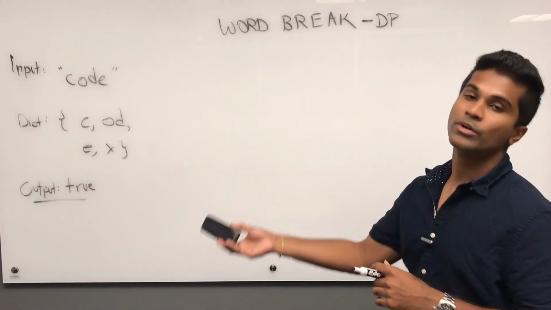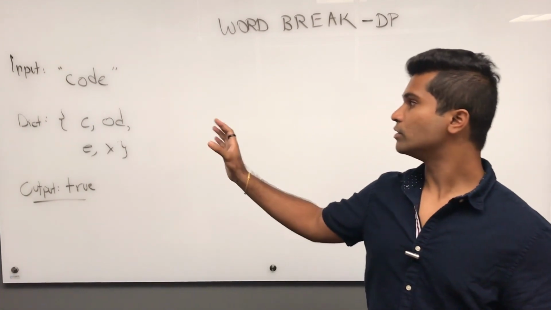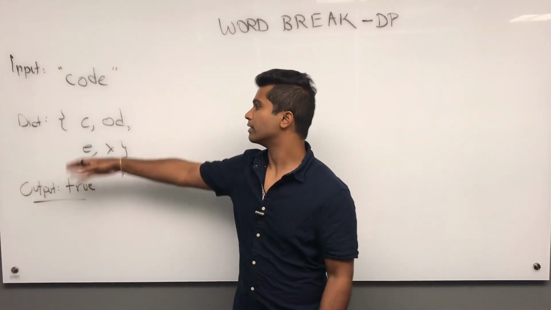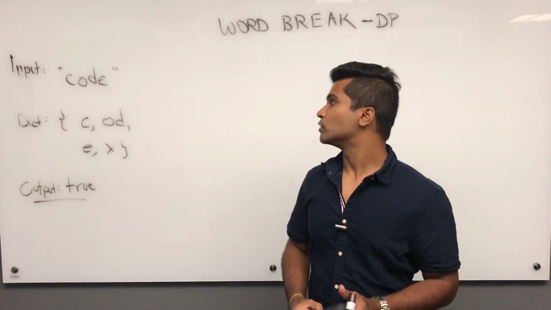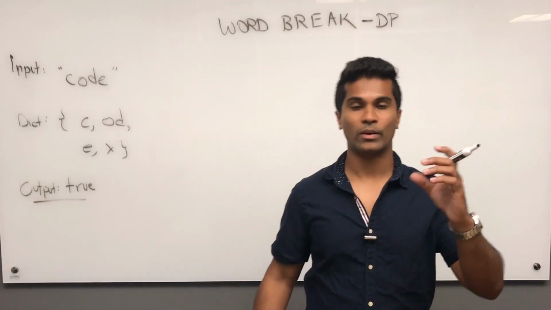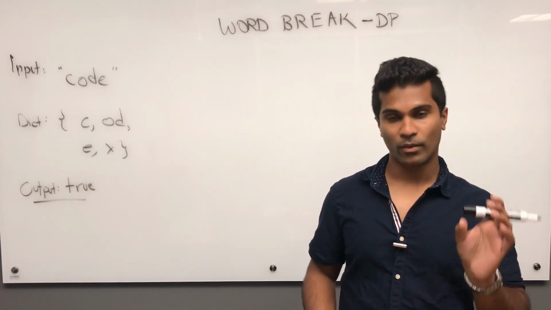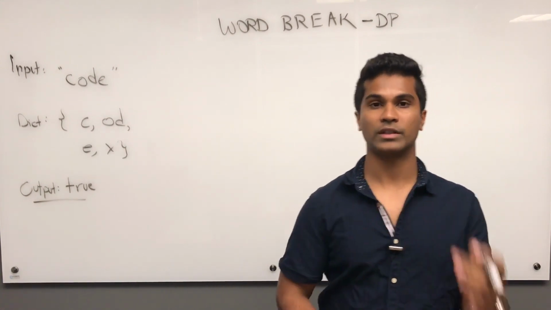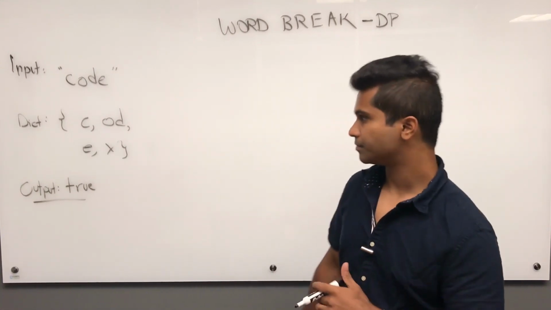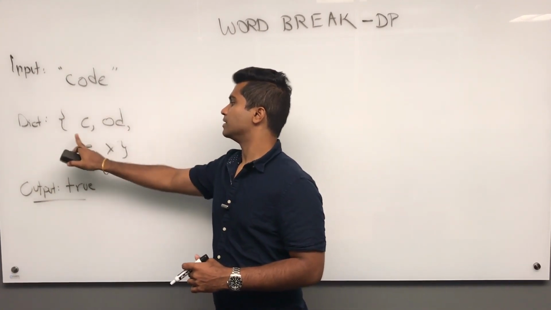So what's the intuition behind this problem? Well, first we want to know whether we can get this, so we check if the code exists in here. It doesn't. So what we can try doing is taking away one letter at a time, right? And then see if that one letter exists in the dictionary, then we can recursively check for the smaller subproblem. So let's take code. So C exists in here, right?